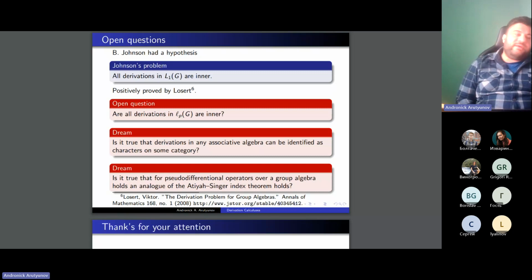This is a dream. I have some ideas about it, but I'm not sure that it can be solved in this general case. My other dream is much closer to the theme of this conference. You have got a group algebra. It is a vector space. You have got derivations there, so you can find pseudo-differential operators. What is a pseudo-differential operator? You must take some Laurent series. You can put into a Laurent series your derivations as values, so that will be a pseudo-differential operator.